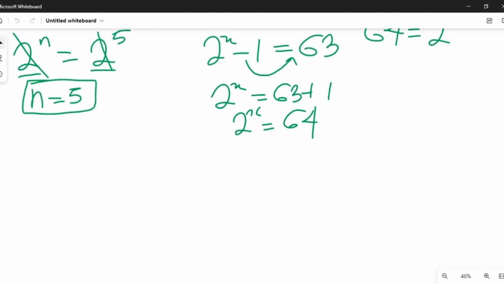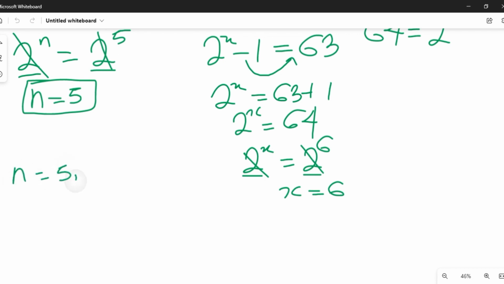Now if we apply that into that expression, we are going to have 2 raised to the power x equal to 2 raised to the power 6. We have a common base. We clear the common base, and then we'll have x equal to 6. Voila! We now have the solution for x and n. So our n is equal to 5, and our x is equal to 6.